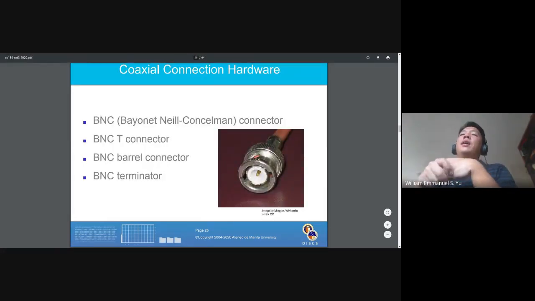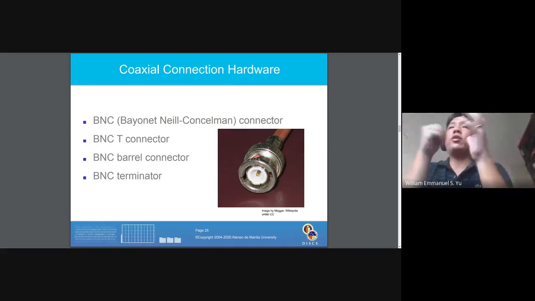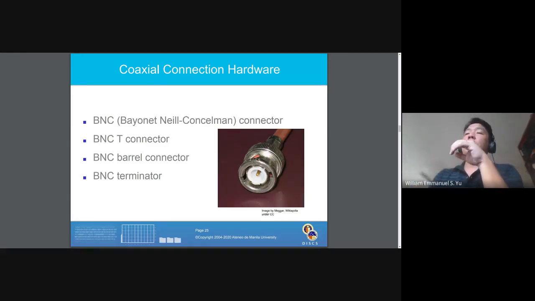Right? Then, of course, we go on to the different types of connectors that are used for coaxial cables. Now, the most common type of connector is what you see on the screen right now, what we call the bayonet nail concealment connector, or what we call the BNC connector. Now, this one is what we call a BNC connector. It is the tip on one end of your coaxial cable.